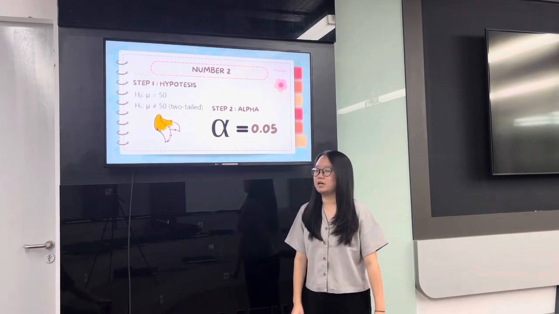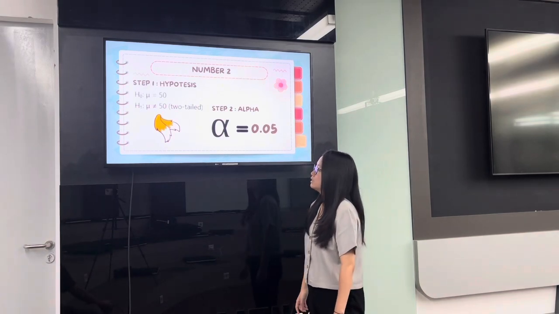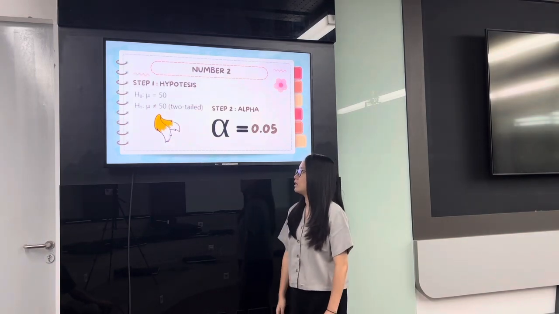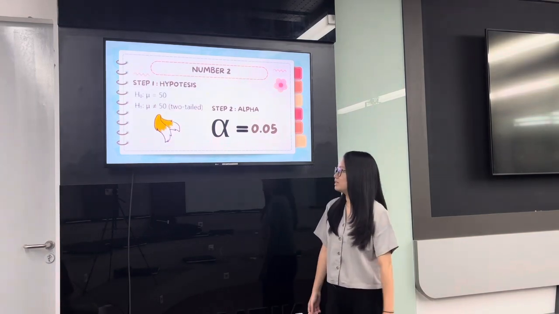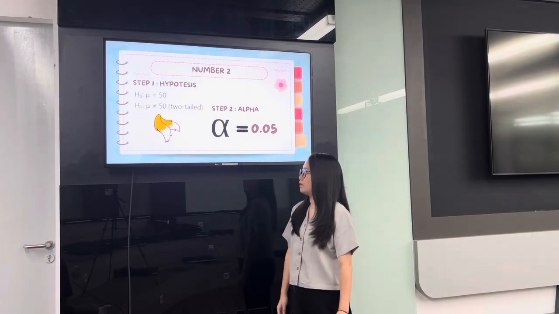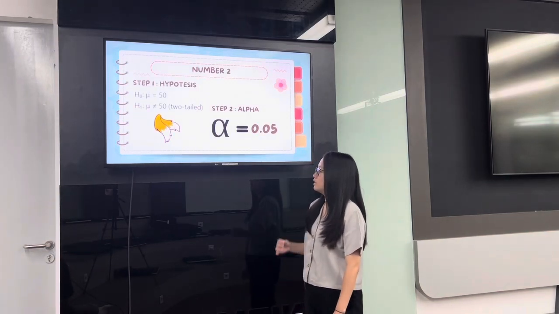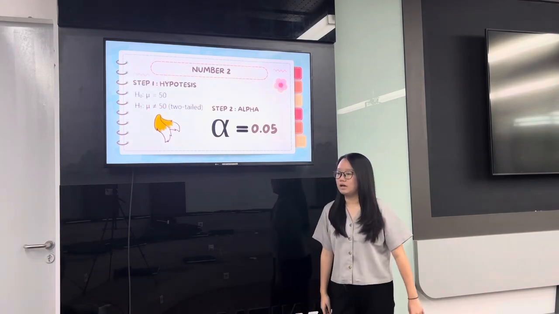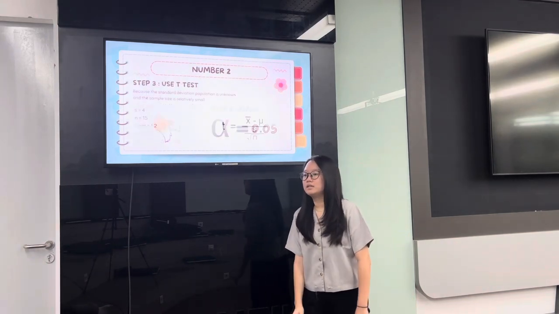The first step is hypothesis. The null hypothesis is mu equals 50. The alternate hypothesis is mu unequal 50. So that means it is two-tailed. And step 2 is alpha. The alpha is 0.05.